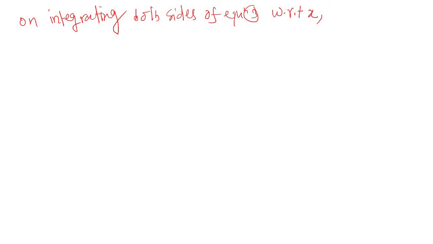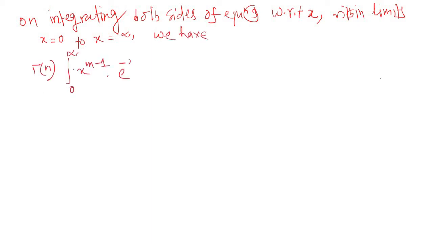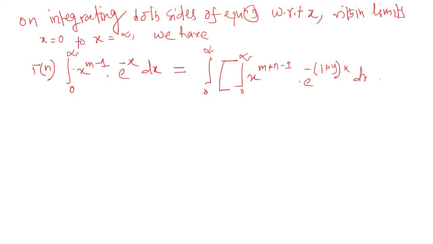On integrating both sides of equation 3 with respect to x, with limits x is equal to 0 to x is equal to infinity, then we have gamma m into gamma n dx is equal to integral from 0 to infinity of x to the power m plus n minus 1 into e to the power minus (1 plus y) into x dx y to the power m minus 1 dy.